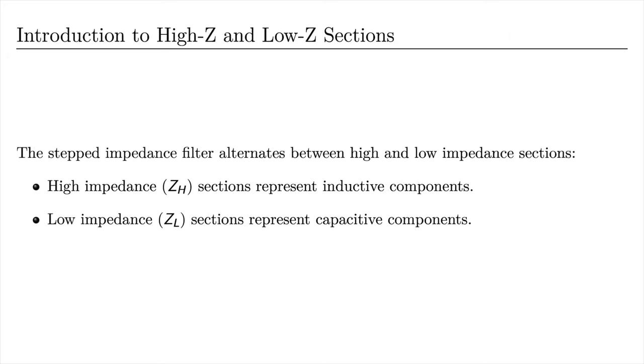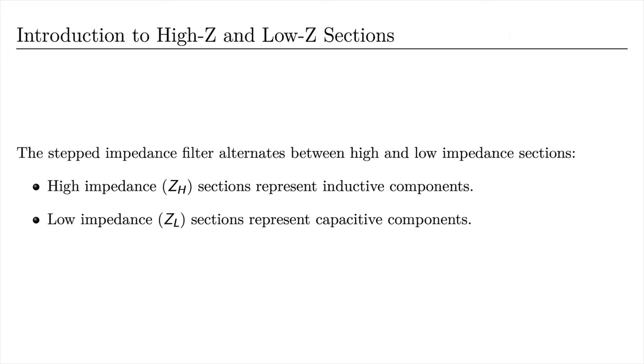To summarize, we designed a sixth-order stepped impedance filter with a Butterworth response, calculated the appropriate G parameters, mapped inductors and capacitors to transmission lines with high and low impedances, and verified the design using simulation for the specified cutoff and insertion loss. This lecture introduces coupled line filters, which use pairs of transmission lines to achieve specific filtering effects.